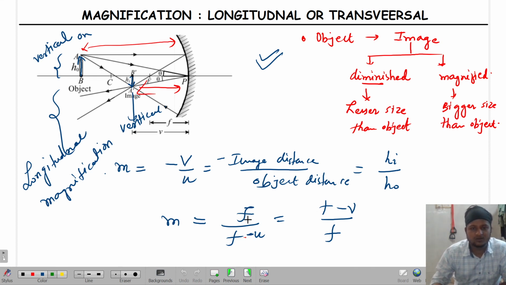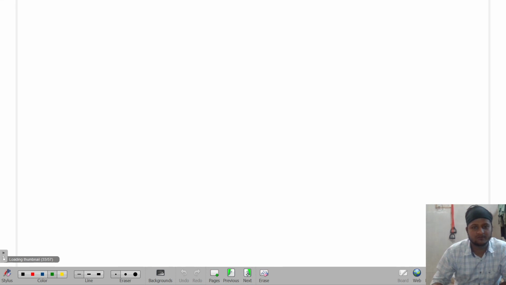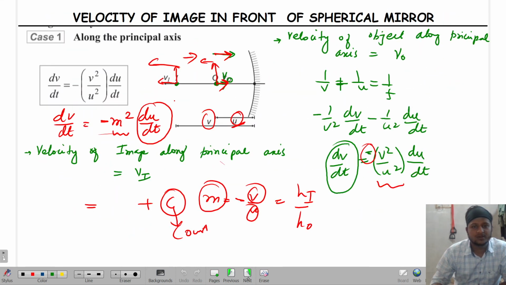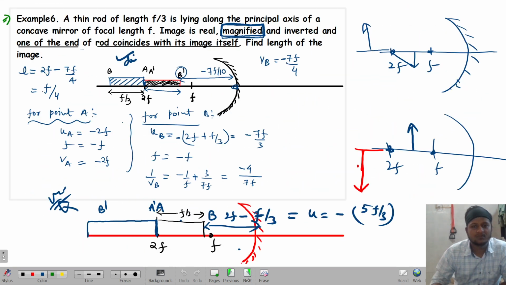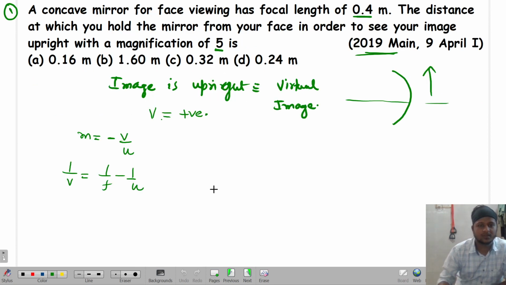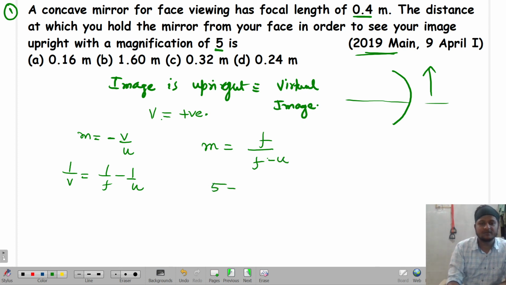Look over here, it is equal to f by f minus u. Magnification is equal to 5. Object distance is still going to be negative, focal length is still going to be negative. So put this value: m is equal to f by f minus u. M is 5, focal length is 0.4, so 0.4 minus u. Can you solve this problem or not?